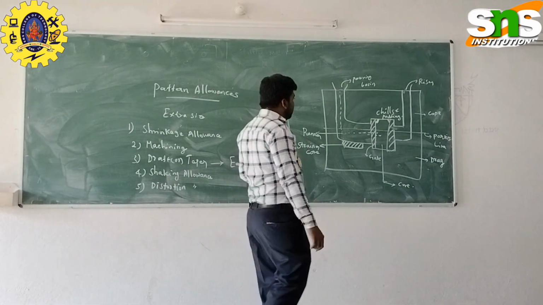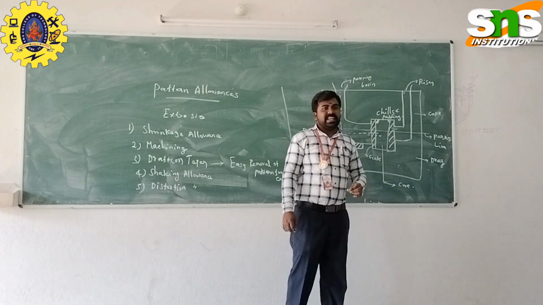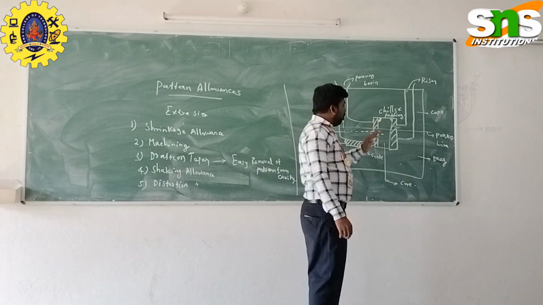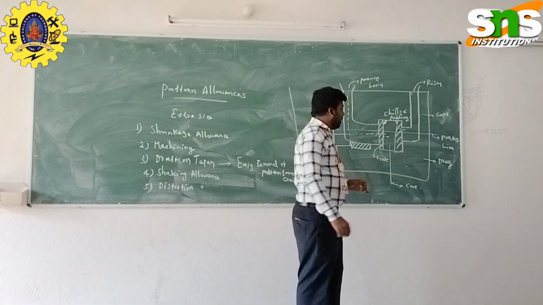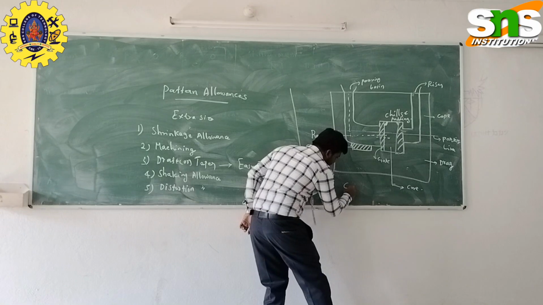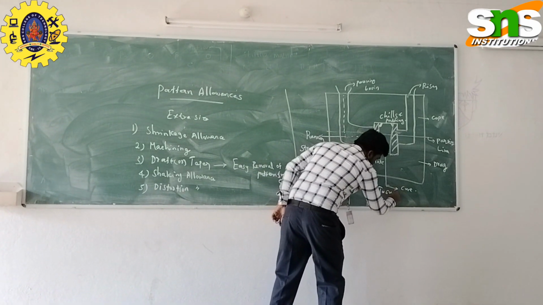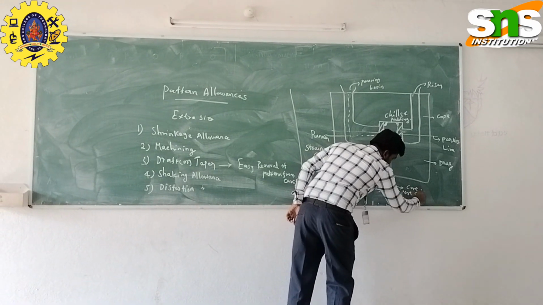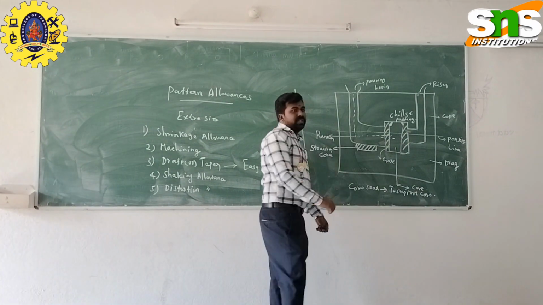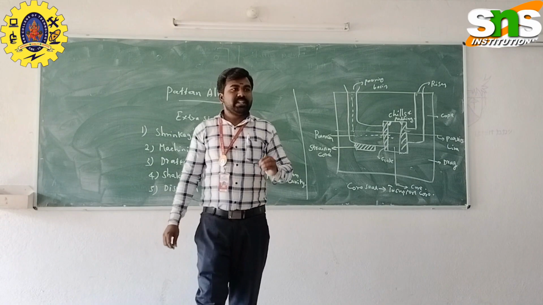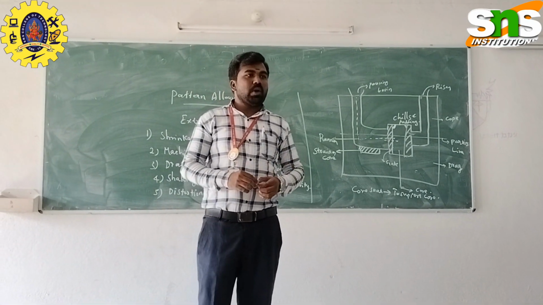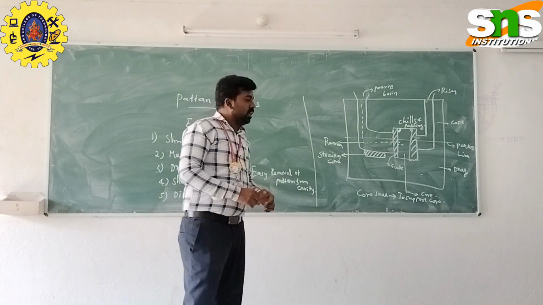We already discussed that chills and padding are used for directional solidification. Inside the mold cavity, the core seats are available. The function of the core seat is to support the core. Core, as already discussed, is used for making hollow structured materials.